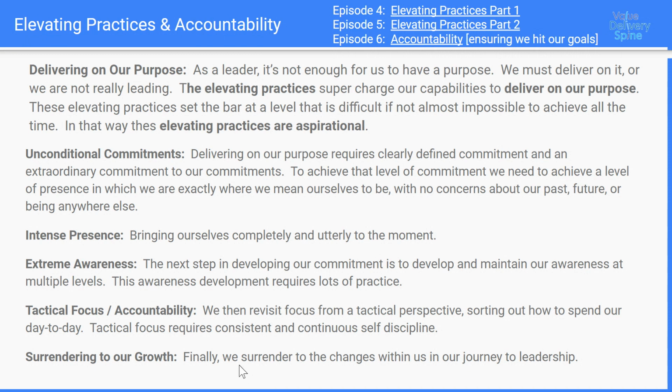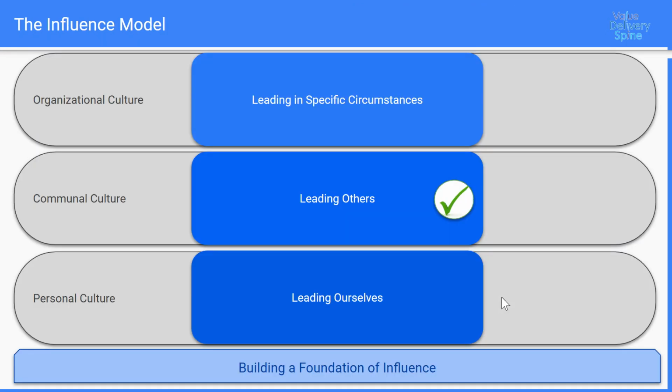So that willingness to not be positional or right, but look at the things that aren't working in your life and shift those things so that you are a better leader. So those are elevating practices. If you practice these, and I highly recommend going back and looking at the details of these in the various episodes, this is a very powerful way to develop yourself as a person and take yourself to the next level.